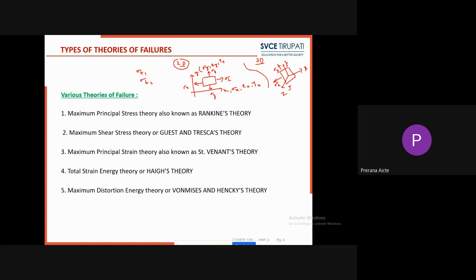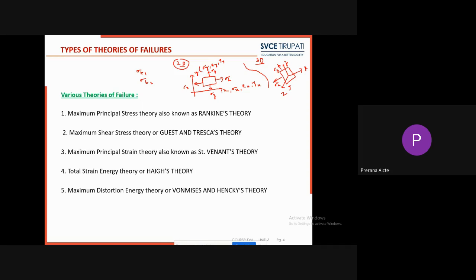The main difference is that in a two-dimensional system, we evaluate the system in the x plane and y plane. But in a three-dimensional system, we consider two planes: one is the principal stress, and the other is called the principal shear stress.